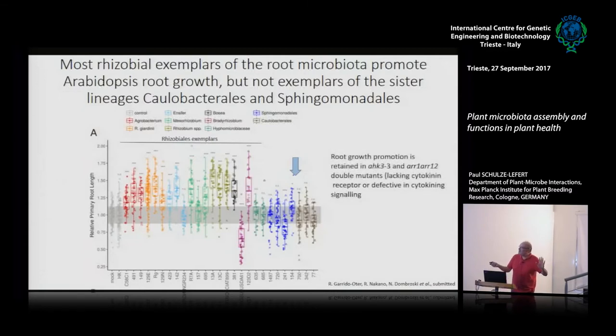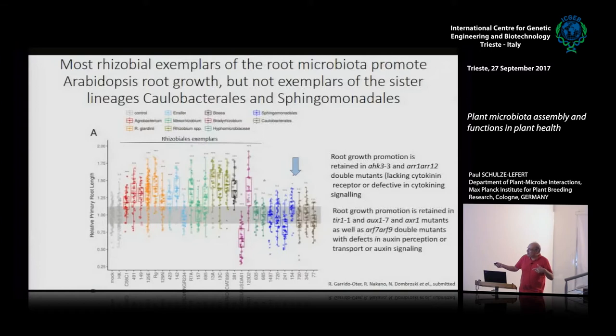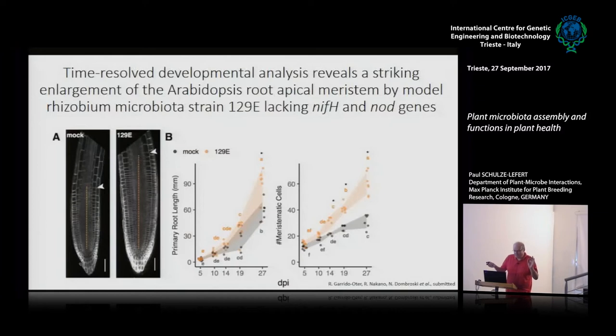And this is more for details, but I don't show you the original data. We can test how the bacteria do that. There are two very important plant hormones, cytokinin and auxin. And using Arabidopsis mutants that are impaired in the perception or signaling of cytokinin, or mutants that are impaired in the perception of the phytohormone auxin, auxin transport or auxin signaling, we could show that this root growth promotion is really independent of the known antagonism of these two plant hormones that in Arabidopsis is known to control root length. And now there is a very interesting observation.